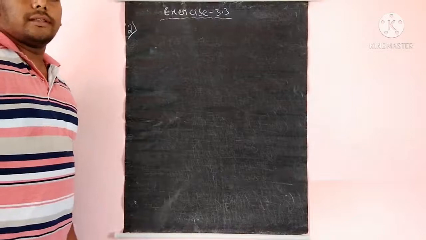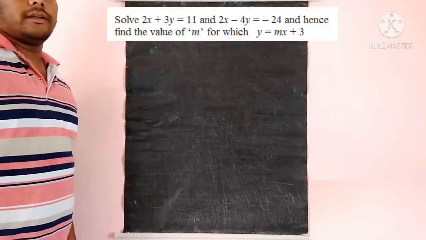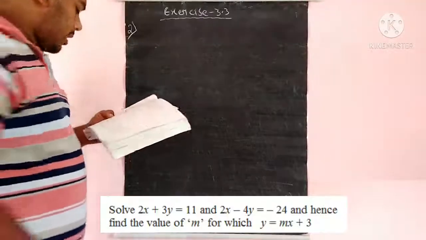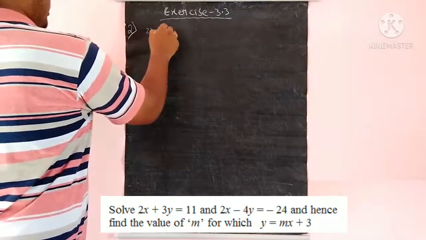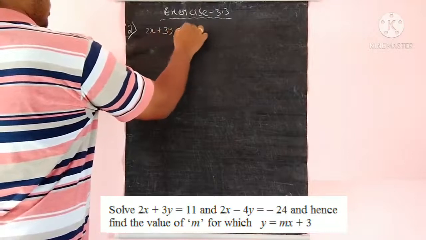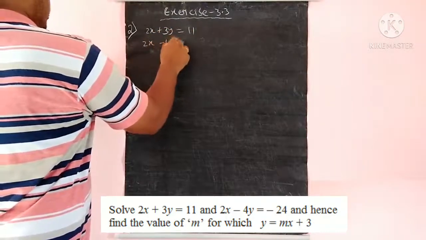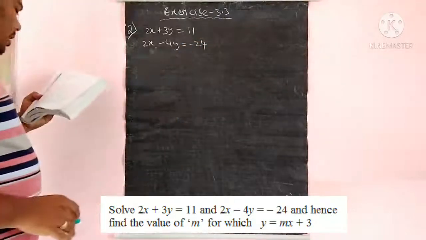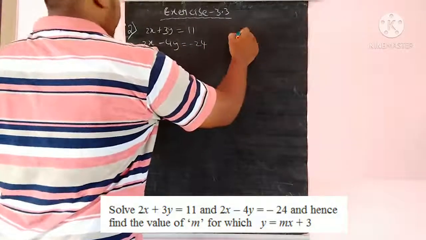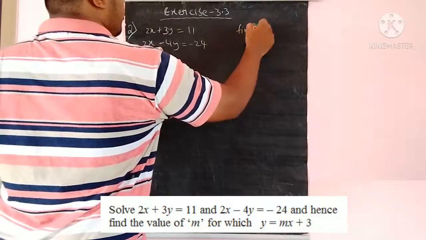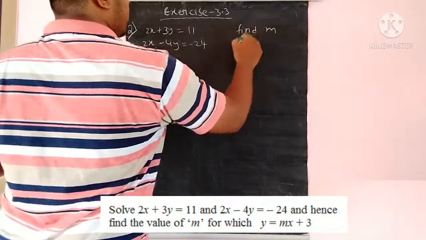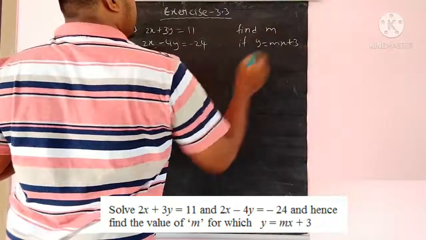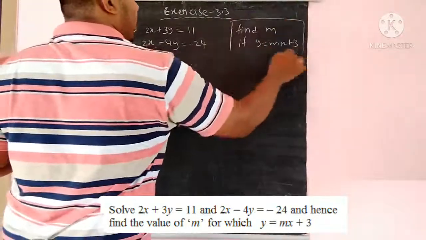I am going to explain the word problems in the substitution method. In exercise 3.3, second question, they have given 2x plus 3y equals 11 and another equation 2x minus 4y equals minus 24. They asked to find the value of m, where y equals mx plus 3. This is what we need to find out.